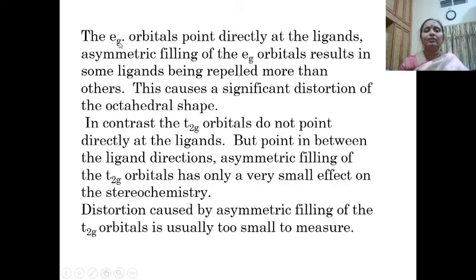The eg orbitals point directly at the ligands. Asymmetric filling of the eg orbitals results in some ligands being repelled more than the others. This causes a significant distortion in octahedral geometry.